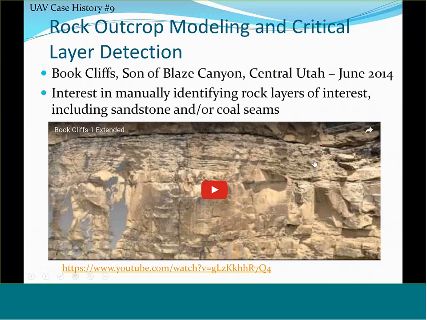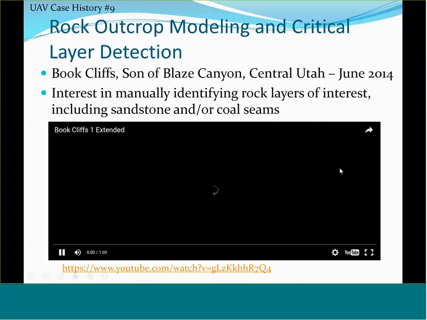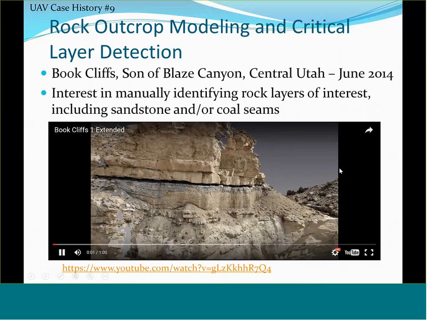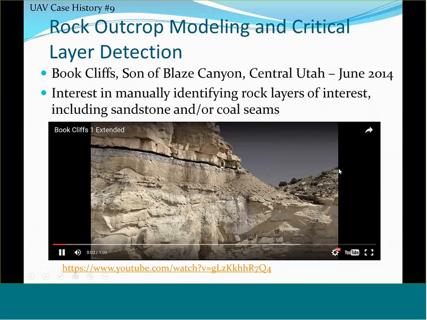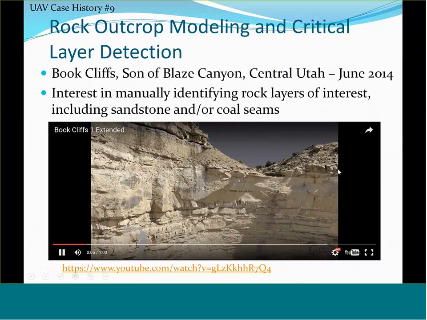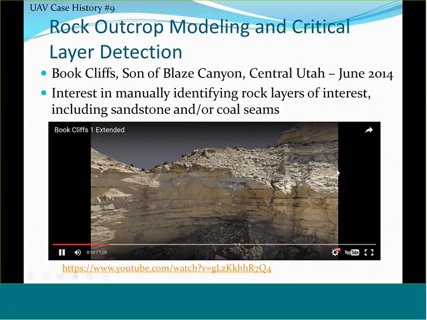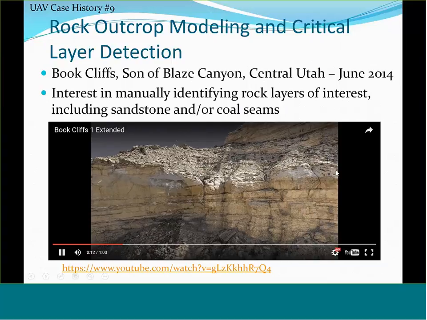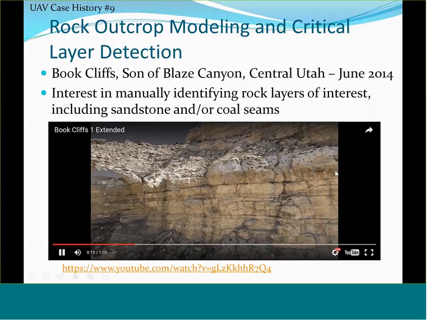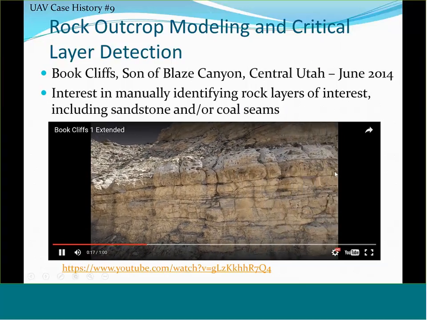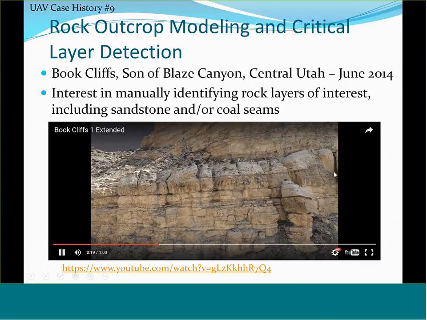The final case history I'd like to share with you is a rock outcrop in central Utah. It's pretty famous with geologists. It's called the Book Cliffs, and specifically we're in a location called the Son of Blaze Canyon. And we were asked to go in and model about a kilometer-long section of this canyon. The thing that's remarkable about this model that you're seeing now is that it's about 1 kilometer long, but the depth of the canyon is over a kilometer deep.